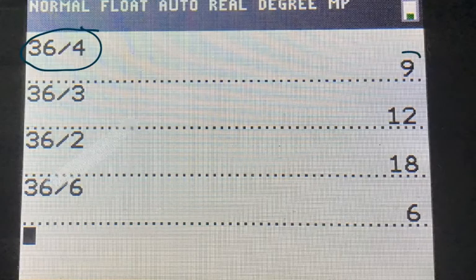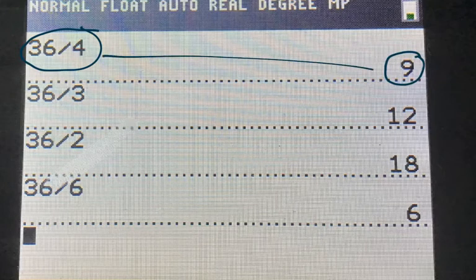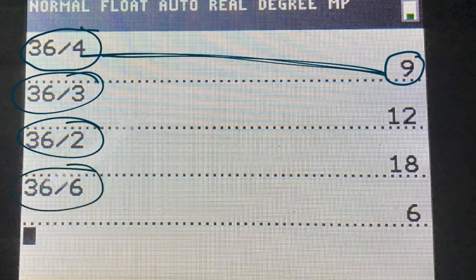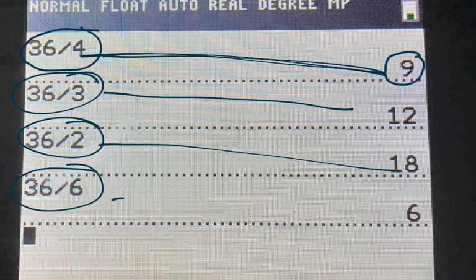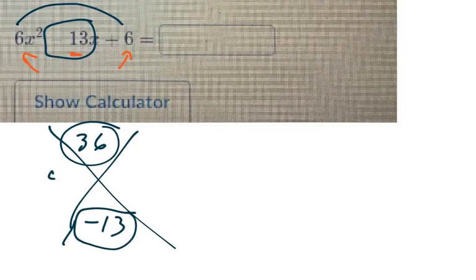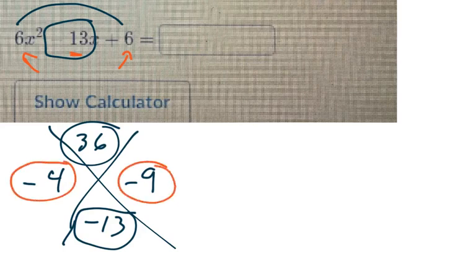36 divided by 4 is 9. There's our answer already. I could divide 36 by many other numbers, but if you look, guys, none of these are going to give me a 13, much less a negative 13. So I already know I'm going to do 4 times 9. Now, to get a negative, I need them both negative. So do you agree that negative 4 times negative 9 is positive 36, and negative 4 added with negative 9 is negative 13?